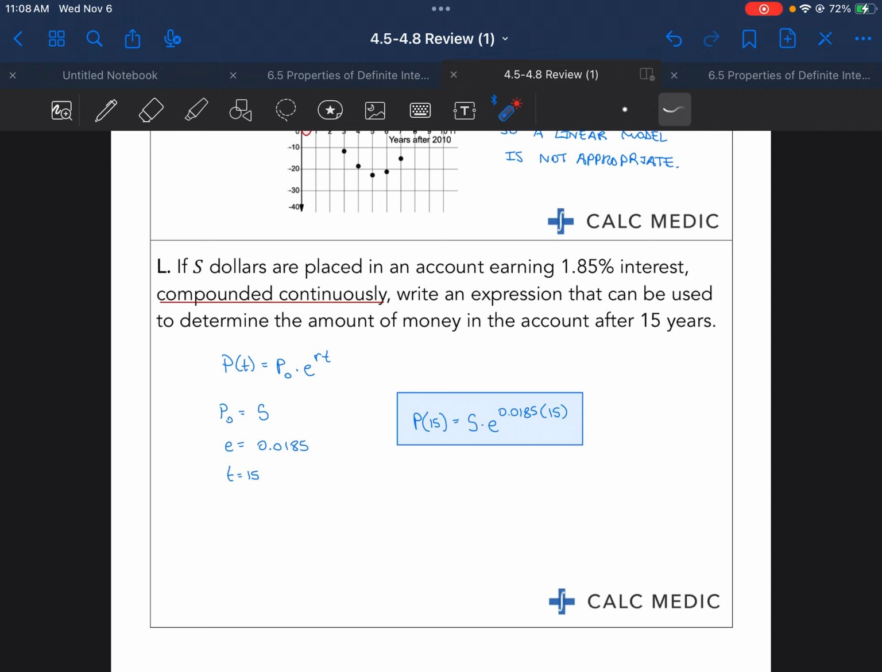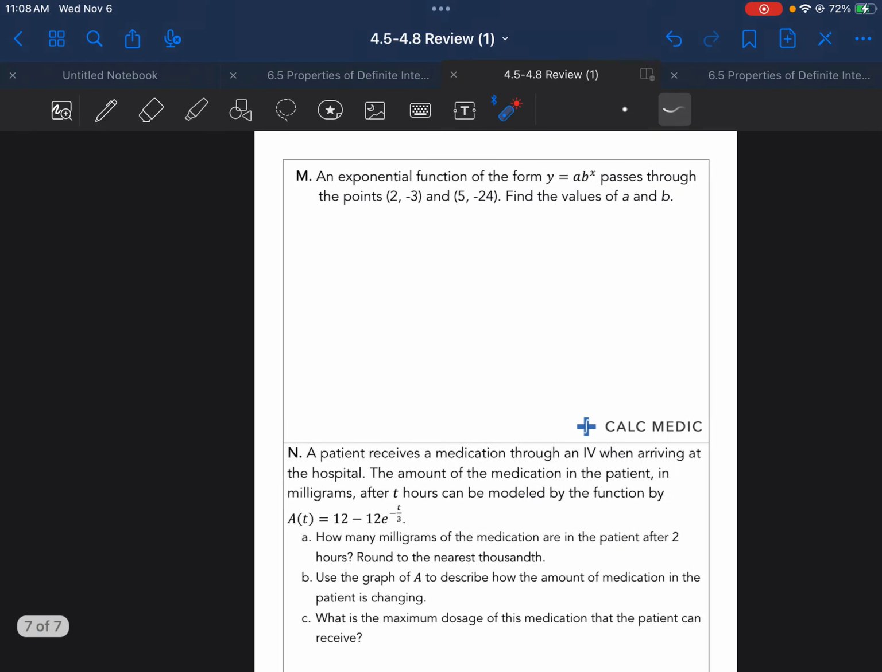All right, so compounded continuously, we use this function right here. S is the initial amount. This should not say E, this should say R. This is a typo on my part. T equals 15, so we just plug the points into the formula. Remember, E is about 2.718. Because we don't know the actual initial amount, we're just told S dollars are placed. We can't actually calculate it. So it's S times E to the 0.0185 times 15.